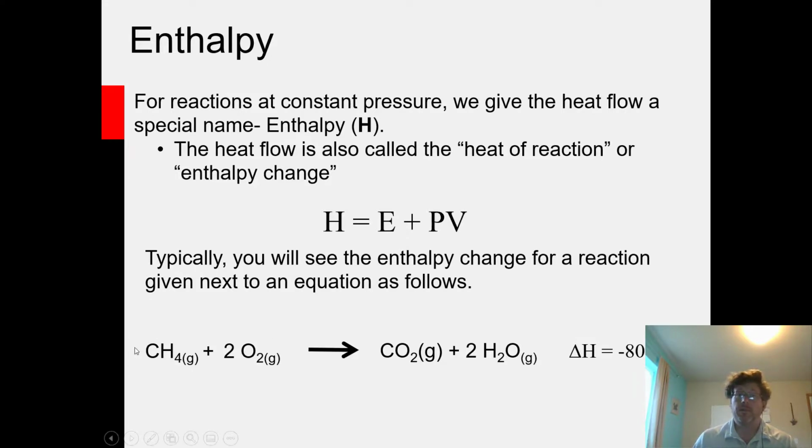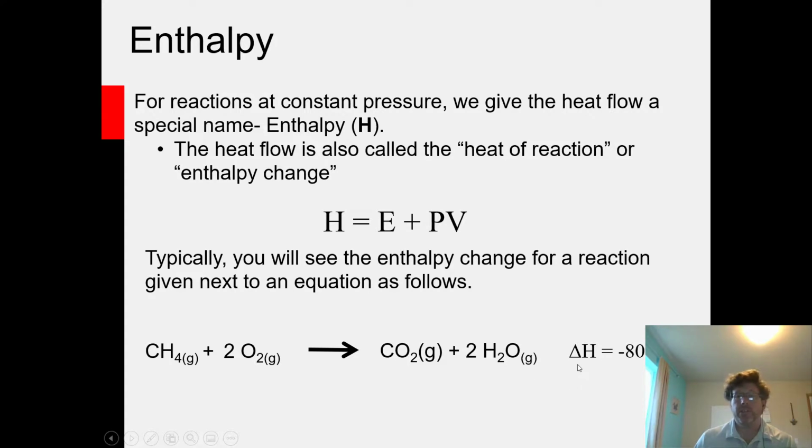So for instance, if we're burning a natural gas like methane in air, the balanced chemical equation is 1 mole of methane, CH4, in the gas phase, reacts with 2 moles of oxygen, O2, in the gas phase, to give us a mole of CO2, carbon dioxide, in the gas phase, and 2 moles of H2O in the gas phase. One of my phase labels blew up on me there. So they're all in the gas phase, and there's our balanced chemical equation.